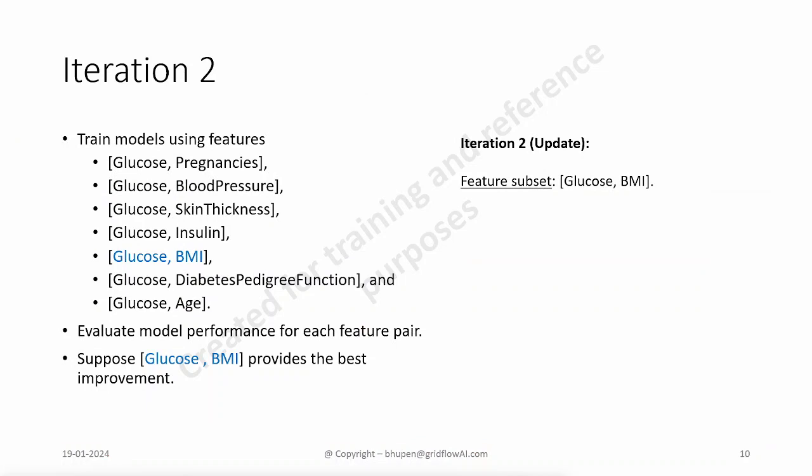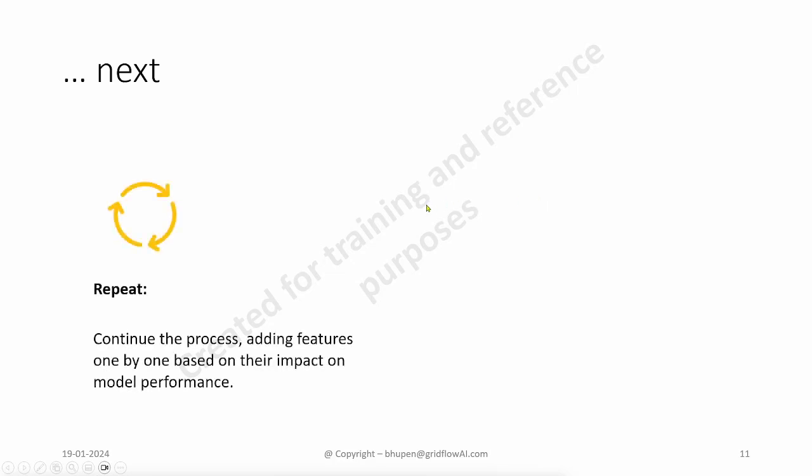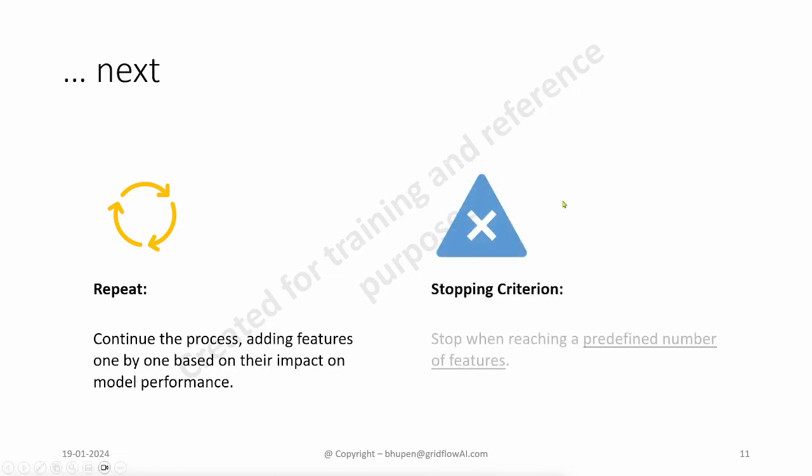The next step is to associate another column with glucose. So you're going to make the combinations here. And then again, the same thing, repeat the previous step. That means for each of the combinations, run the model. And let's say glucose and BMI provides the best performance. So that's going to be your subset for the next round. Next, I'm going to repeat it. Now I'm going to add one more feature, and the stopping criterion is to stop when the predefined number of features is reached.